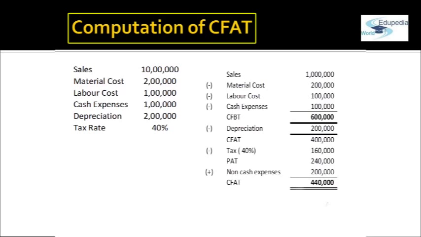Or in other words, in order to compute cash flow after tax, we can reduce the tax amount, which is 1 lakh 60, from our cash flow before tax, which is 6 lakh rupees. So the cash flow after tax in this case will be 4,40,000. So this is also a way to compute CFAT, and this latter one is the preferable way for computing CFAT.